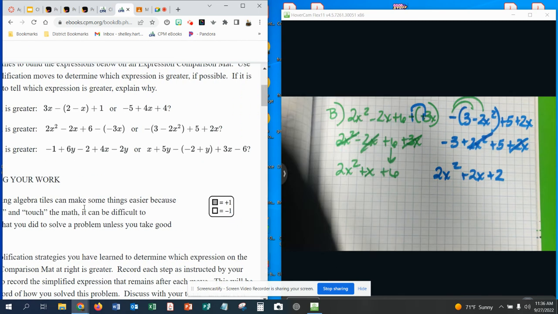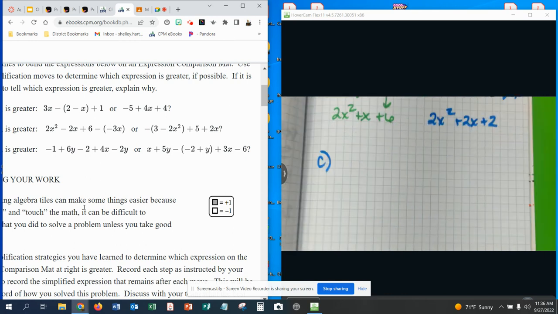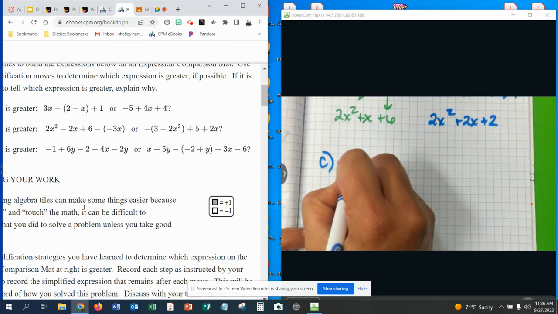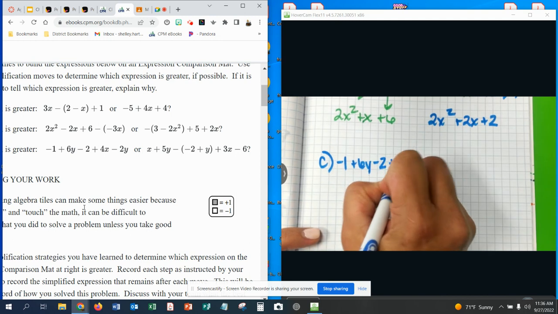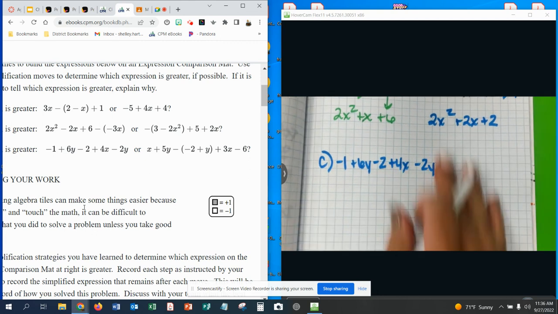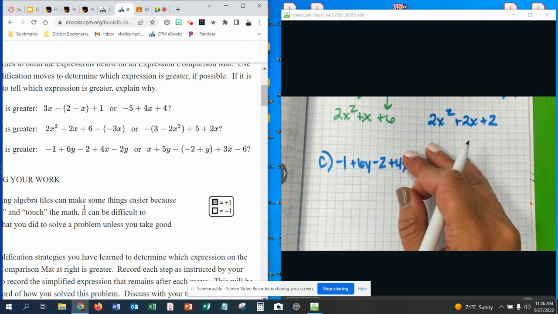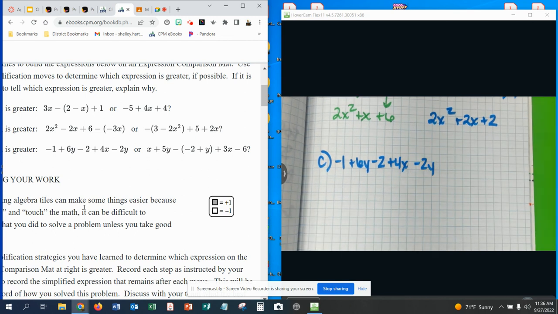So let's do C. Which is greater? We've got negative 1 plus 6y minus 2 plus 4x minus 2y. Well, let's just deal with this first, and then we'll simplify the next one, shall we? What am I going to do first? Gaia, what's the first thing I'm going to do with this one? What are my like terms?